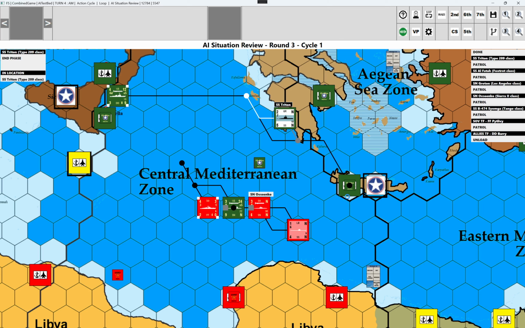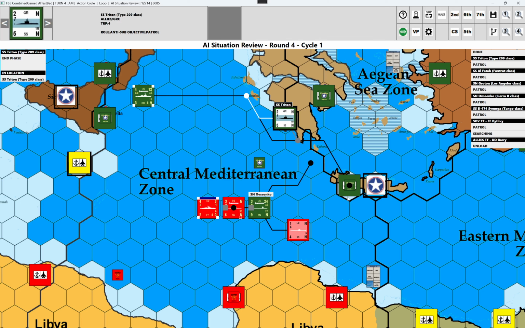Did the American fire back? It won't always, right? Depending on its aggression level, it may attack, it may not attack. Okay. Wow, they switched spots. Isn't that funny? So all right.